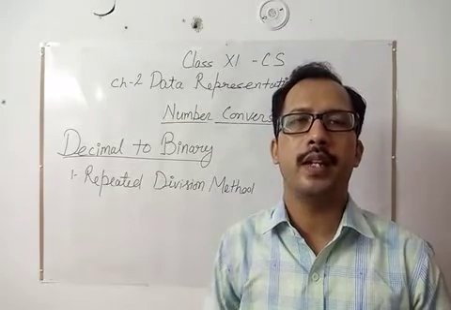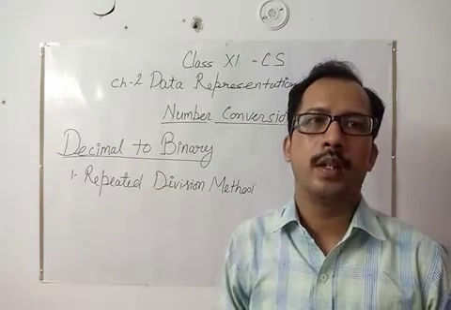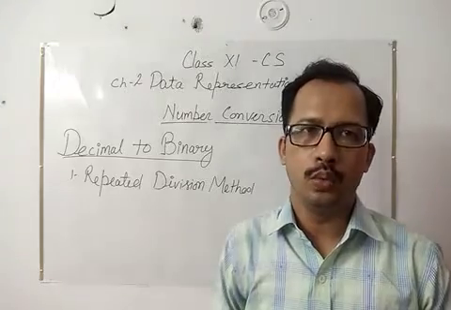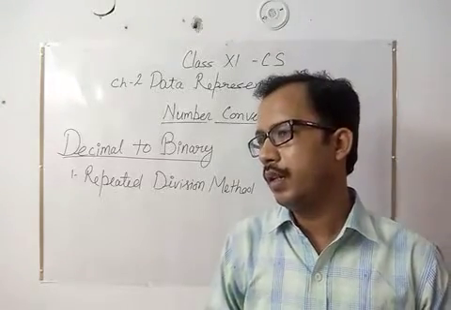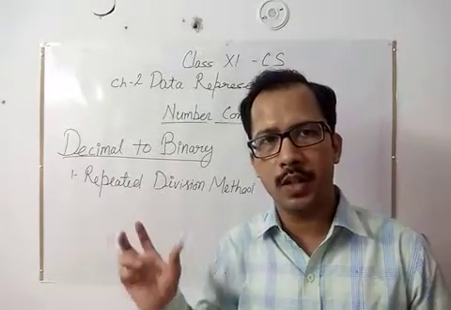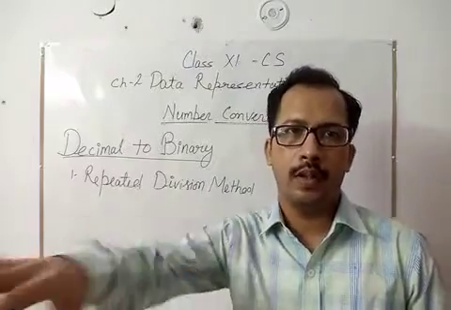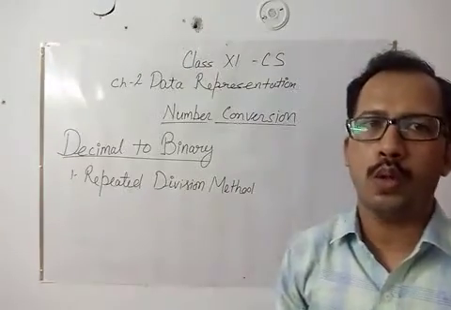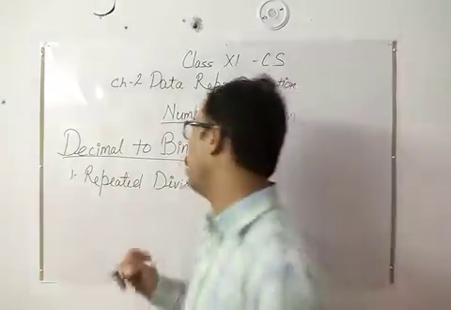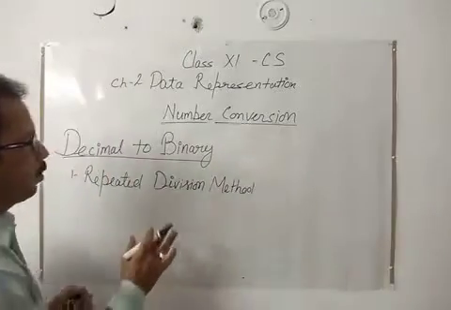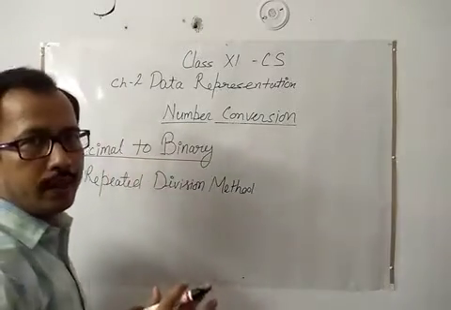Yesterday I told you that decimal has the base 10, and what is the base of binary? The base of binary is 2. I told you yesterday that number systems lie upon bases. So how will the question look? For example, we want to convert a number from decimal to binary.